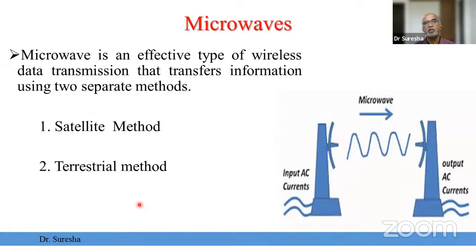Microwave. Microwave is an effective type of wireless data communication. It transfers information using two separate methods, the satellite method and the terrestrial method. The satellite method we have seen. The terrestrial method is face-to-face communication with nothing in between, no hurdle. So the receiver and sender face each other directly. We call it the terrestrial method in simple language.